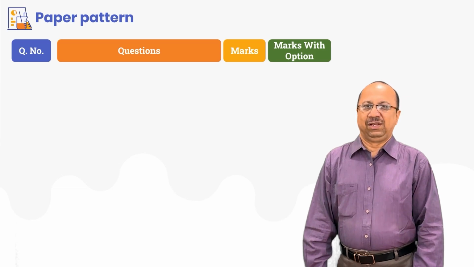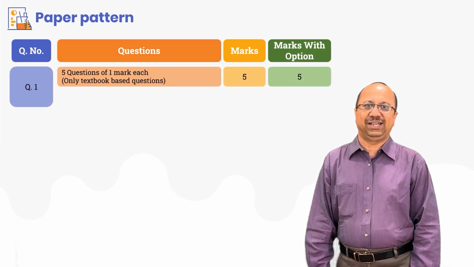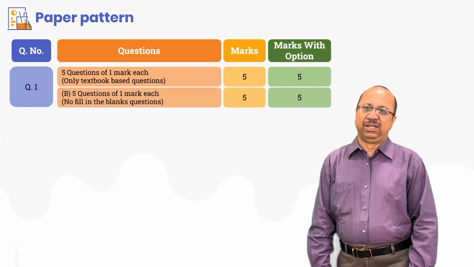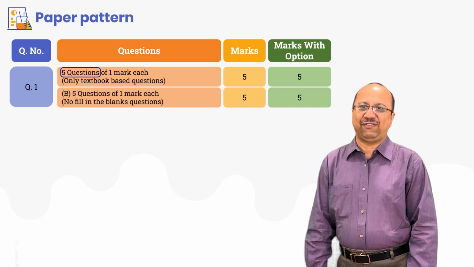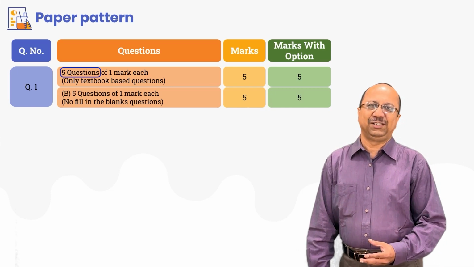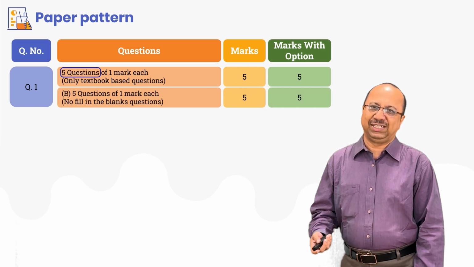So here we go. The very first question is bifurcated into two sub-questions, I would say. One is question 1A and the other is question 1B. Question 1A has got 5 questions. They are primarily MCQs. So this is going to be a very easy question. You have to just attempt those 5 questions, that's it.